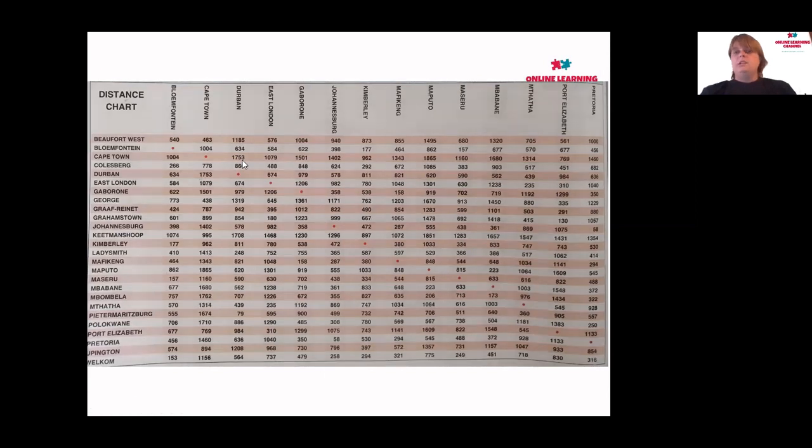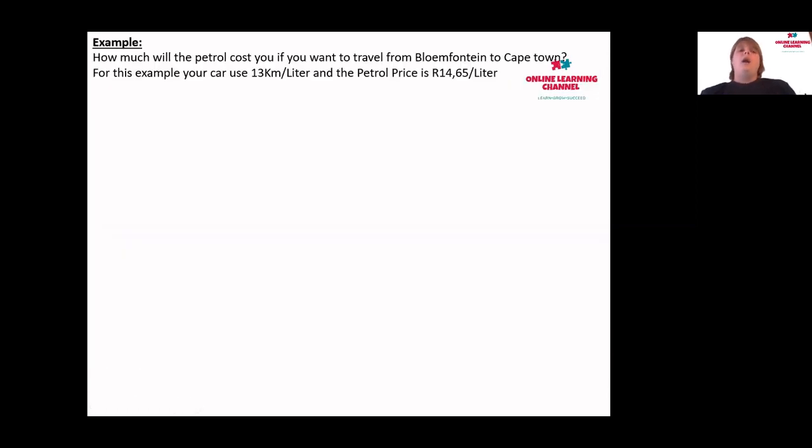So let's just quickly do an example. How much will the petrol cost you if you want to travel from Bloemfontein to Cape Town? For this example, your car uses 13 kilometers per liter and your petrol price is 14 Rand 65 cents per liter. So what's your first step?